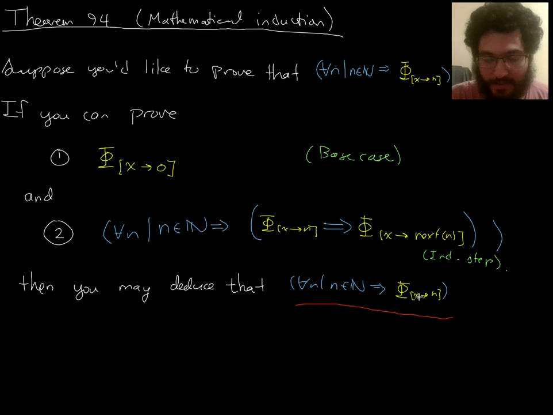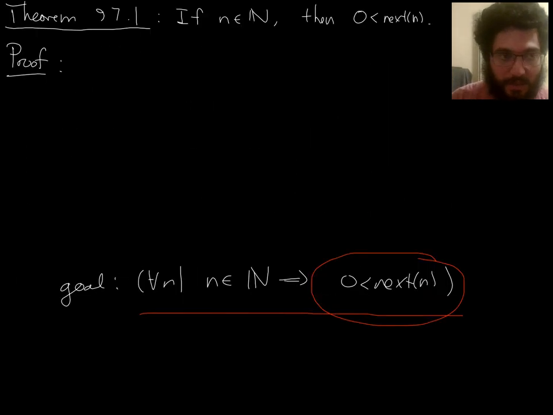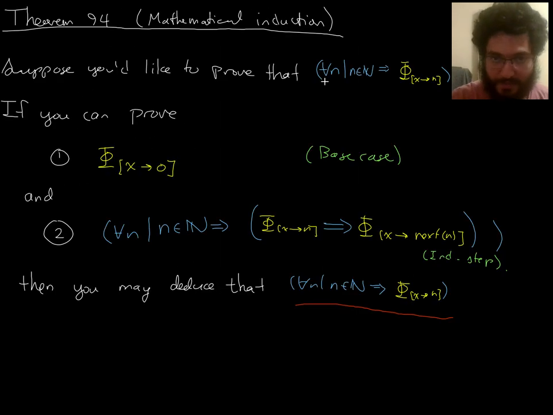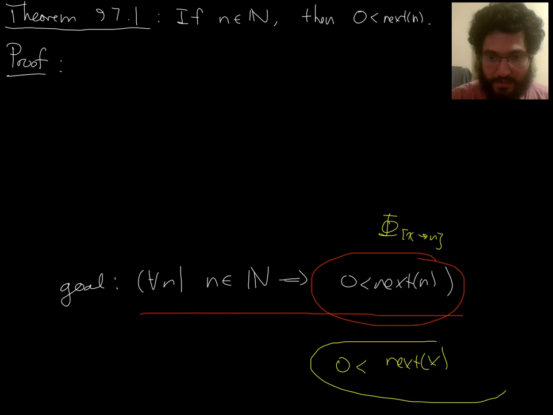But notice that phi has this variable x that's getting replaced by different things in different positions. So the x, I sort of think of the x as the blank, or the slot where different things get replaced. So here, what's going to be our phi is 0 less than next x. That's our phi. So our goal is to prove that for all natural numbers n, 0 is less than next n. This is then phi with x replaced by n, which is what it's supposed to be here, right? Phi with x replaced by n. So this is our phi.